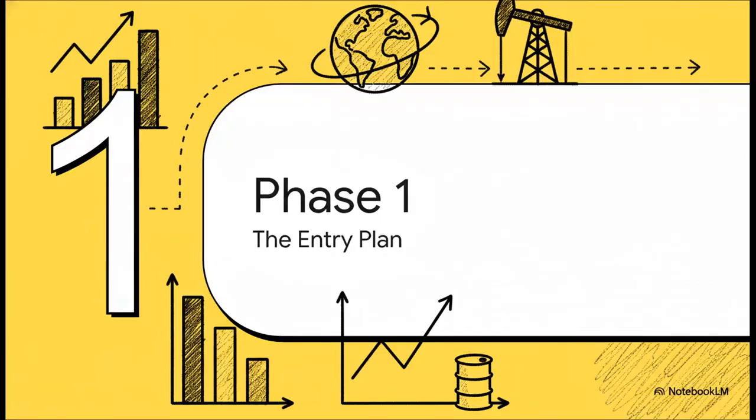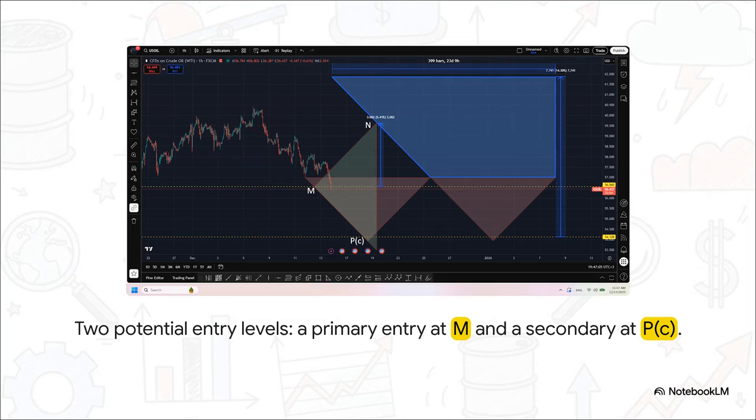it works. Okay, so every analysis has to start somewhere. For this particular model, that starting point is what's called Phase 1, the entry plan. Let's dive in and see what that initial setup looks like. Here's the chart from back on December 15, 2025. This is our ground zero.